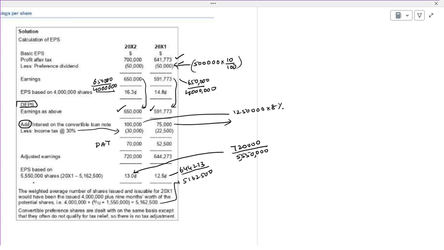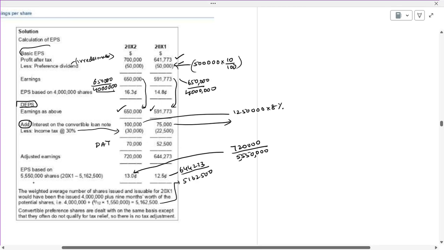Why are we paying preference dividends? Because preference dividends are irredeemable and non-convertible. You have earnings, then you will have the number of shares. We will calculate basic earnings per share first, then we will calculate diluted earnings per share.